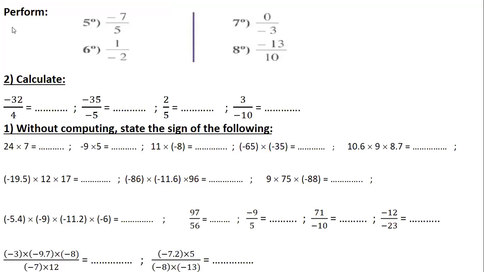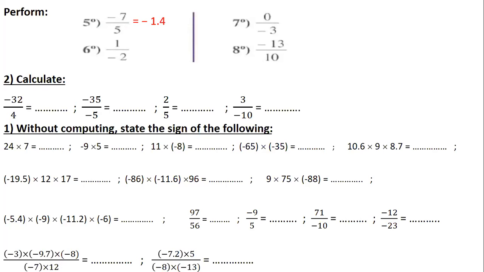Okay, miss. So here we should perform. What do we mean by perform? We should get the answer of minus 7 over 5. This is a fraction, so we should apply the rule of division of signed numbers. First, I should divide the sign by the sign. What is the sign of 7? Negative. What is the sign of 5? Positive. So I say negative over positive is? Negative. And 7 divided by 5, we can use the calculator. If you use the calculator, you will get negative 1.4.